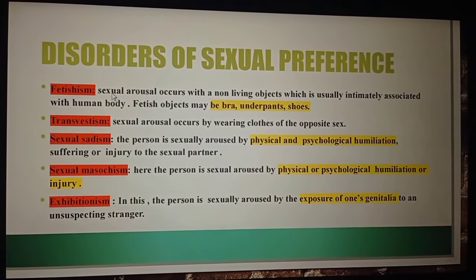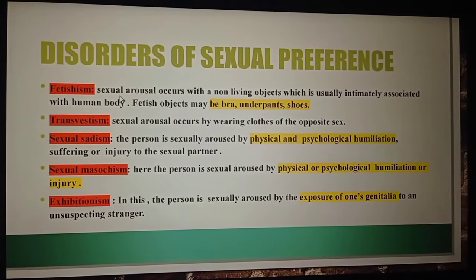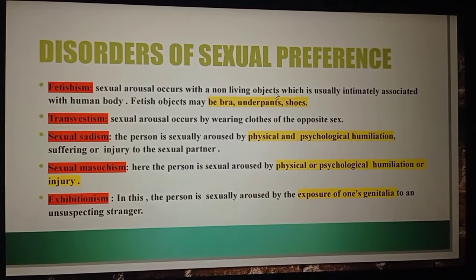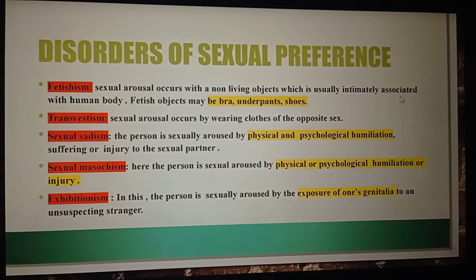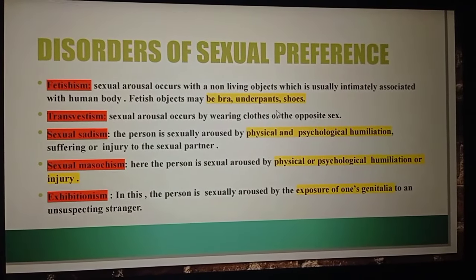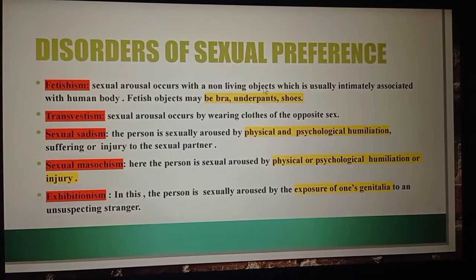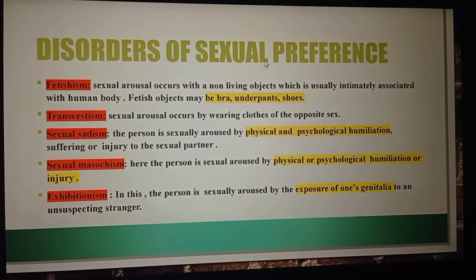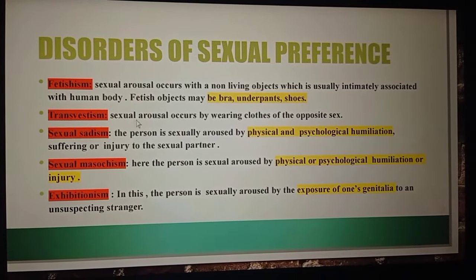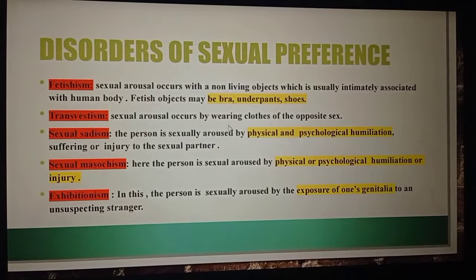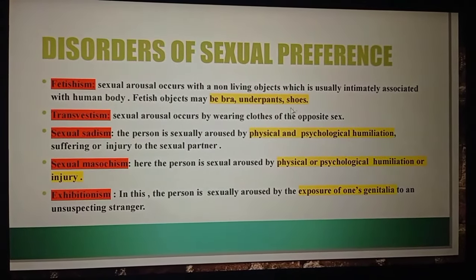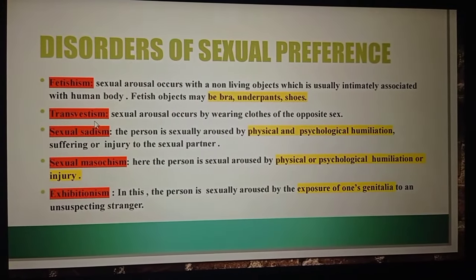So the affected individual can be sexually aroused by non-living objects associated with the human body. For example, by seeing a bra, underpants and shoes, they can get sexually aroused. That is fetishism. Then we'll see transvestism. Sexual arousal occurs by wearing clothes of the opposite sex. So they can get aroused by wearing clothes of the opposite sex. That is also a kind of disorder.